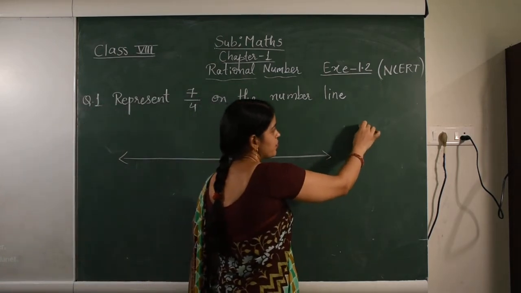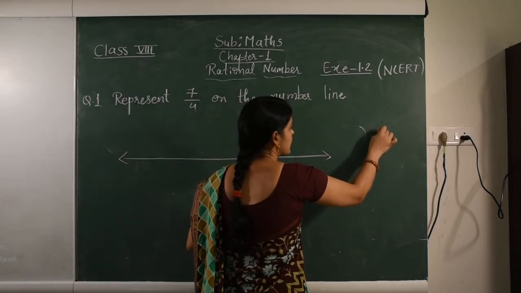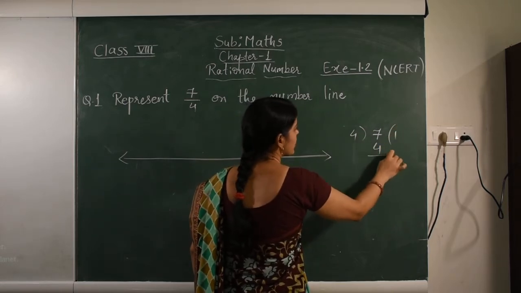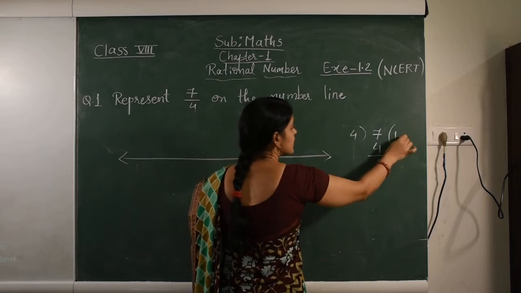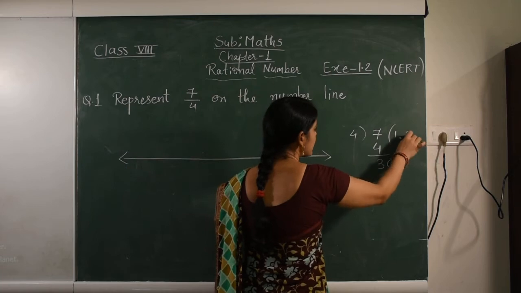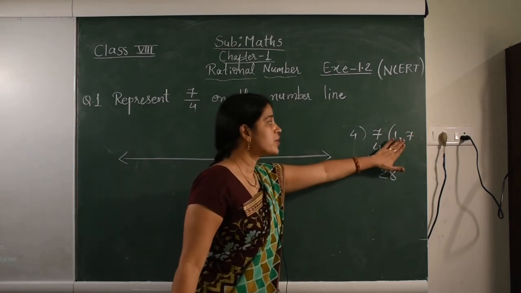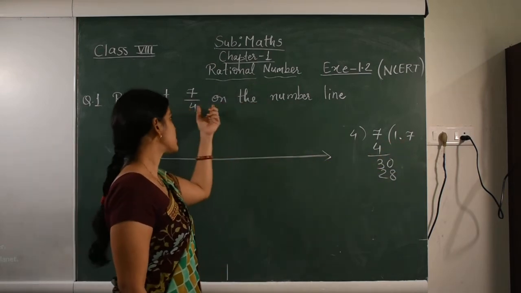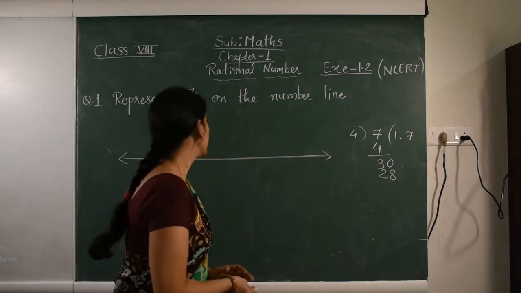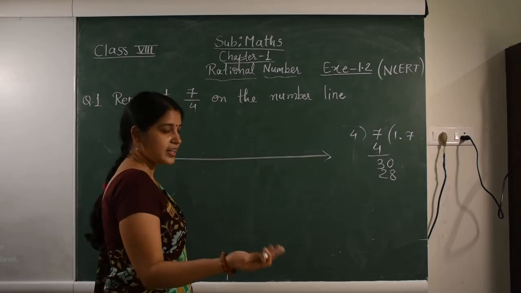Now first divide 7 by 4. So 7 divided by 4, 4 ones are 4, left 3. Then point, we take point here. So 4 sevens are 28. That means 1 point something, so this rational number lies between 1 and 2. Now as this is a positive rational number, we draw only the right hand side.